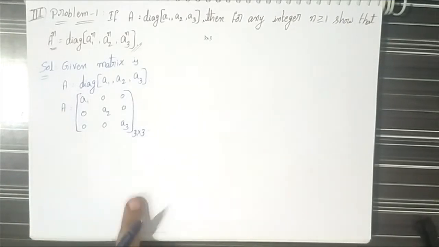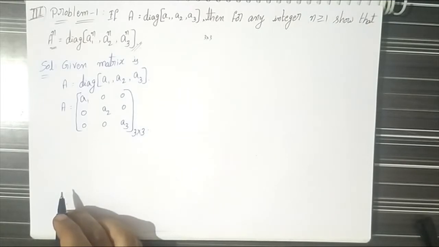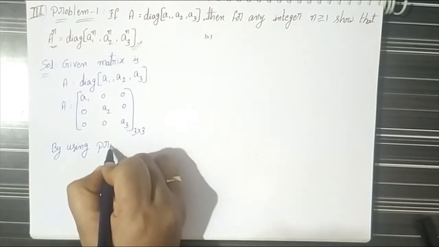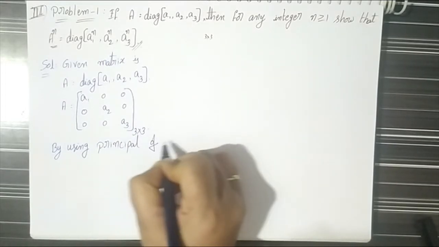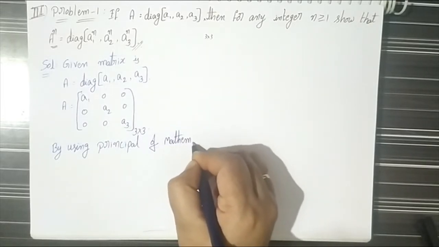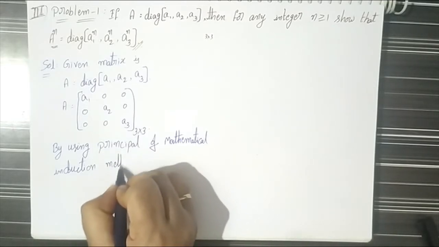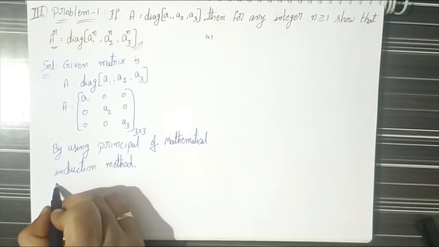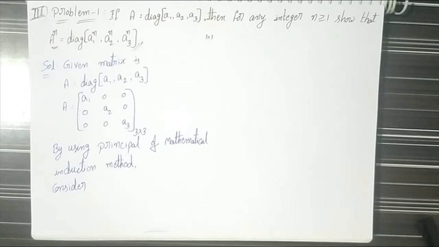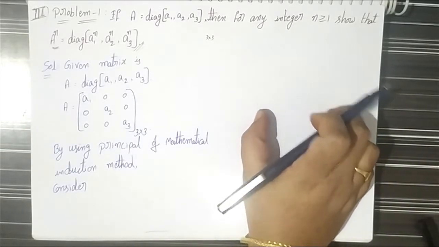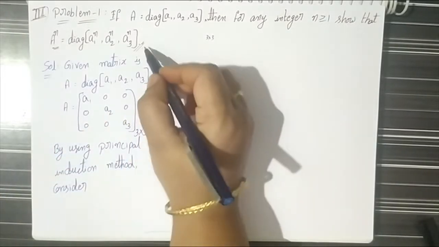Then this problem can be solved by using the principle of mathematical induction. By using the mathematical induction method, first consider P of n. Then we have to prove P of 1, then we assume P of k, and similarly we prove P of k plus 1. Then P of n is true.